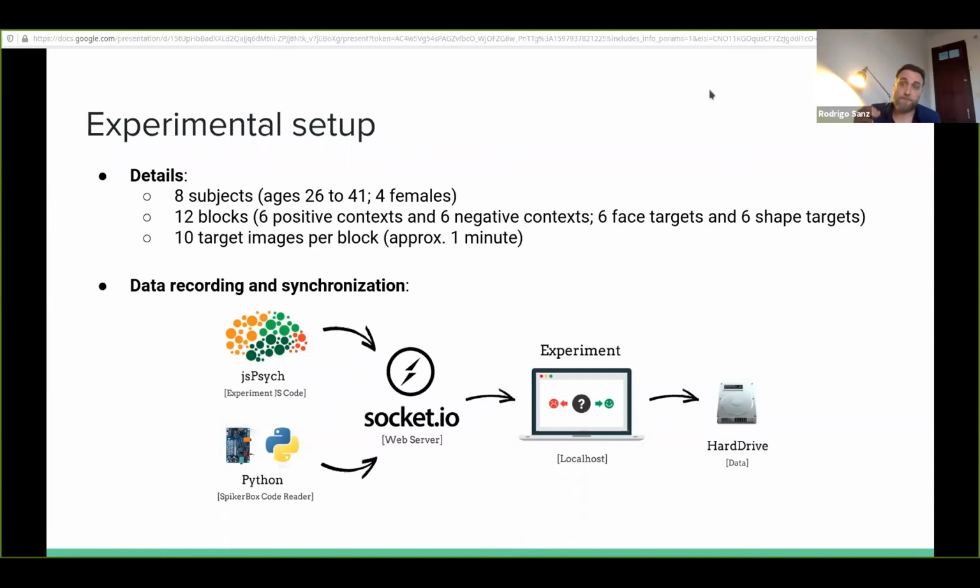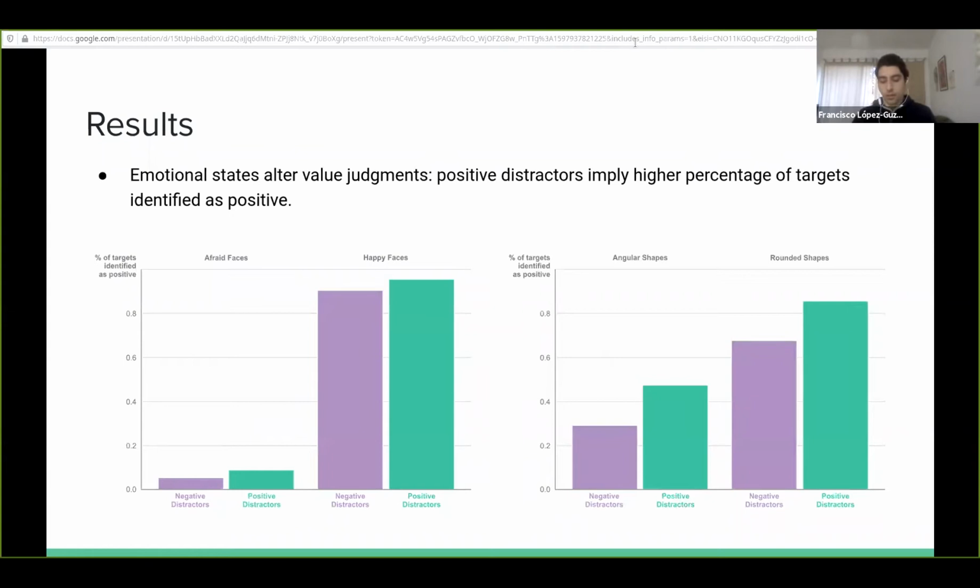Okay, so now for the results. One of the parts of the experiment was to see whether, during a block where the context images were all positive or all negative, subjects were able to identify the emotional characteristics of the targets. Here we see on the left side the result, the percentage of targets identified as positive on the y-axis, for the afraid faces and for the happy faces. For the afraid faces, most responses were negative, and for happy faces, most responses were positive. But we can see a slight difference depending on the context.